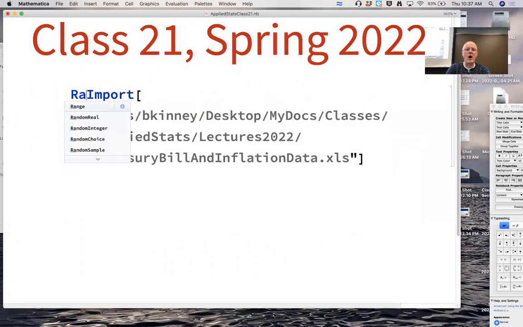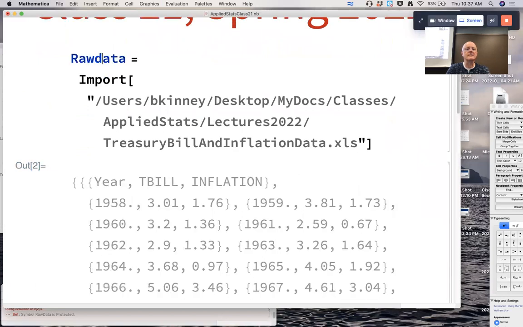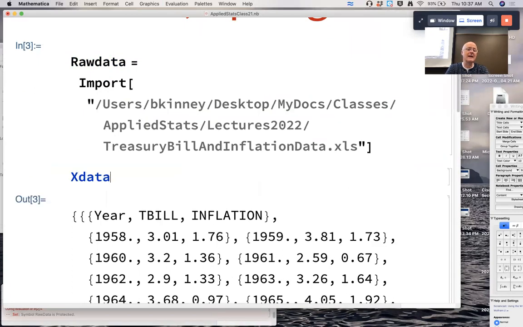Let's call this raw data. There it is. Oh, raw data is protected. Okay. Maybe make the data lowercase. There we go. That's the data for year, T-bill, and inflation rates. How do we work with this? How do we work with just the T-bill and inflation rates? It's a bit tricky. I had to experiment a bit. See if I remember. X data.